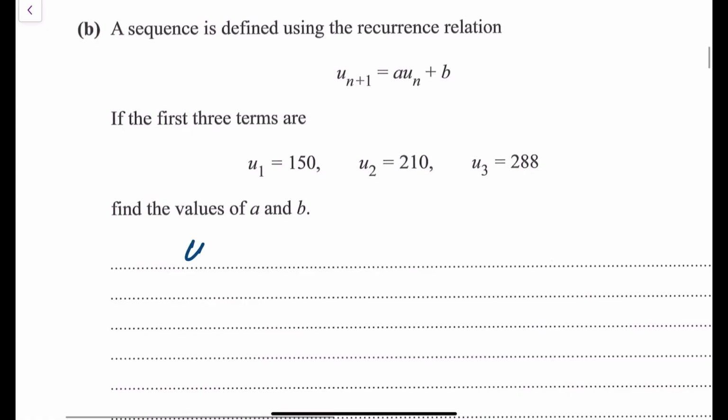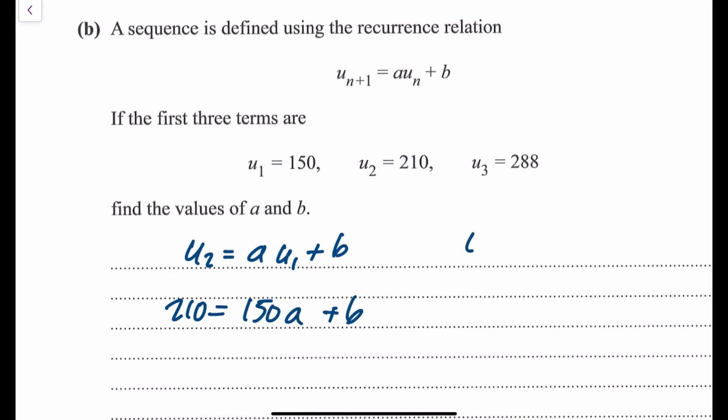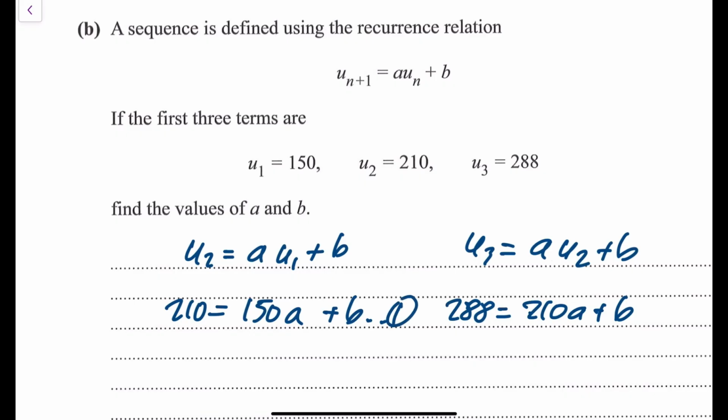To get my second term, I'm doing A times my first term, and then adding B, which means 210 is equal to 150A plus B. And then to get my third term, I would do A times my second term, and then add B, which means 288 is equal to 210A plus B. That's equation 1 and equation 2. We know where we're going now.